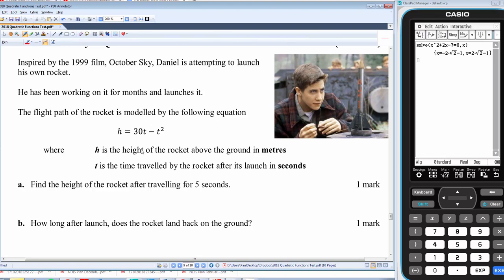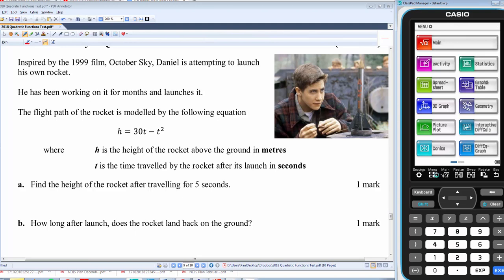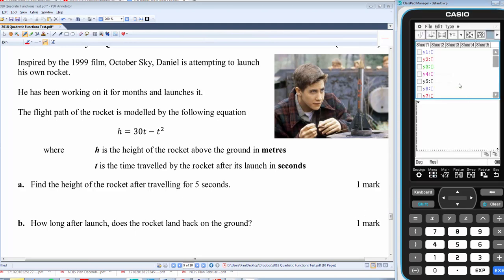Now, what I'm going to quickly do is graph that. So let's go over to main, rather. Come on, menu. Okay, yes it is. So graph and table, and we're going to go 30x take away x squared. So click it and graph it. Alright, and I haven't got much.